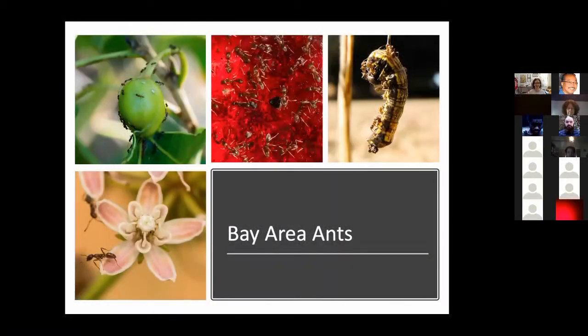Okay, and let's talk about ants. So these are all actually Argentine ants, but I like these photos because they're fun. I think it's like a gummy bear or something, the one in the middle.